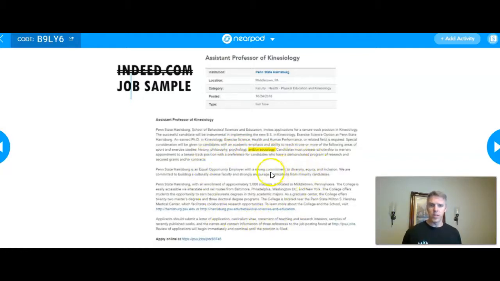This individual needs to have, let's see here, a PhD, which is a doctorate of philosophy in kinesiology related to these topics. And this is at Penn State Harrisburg in Middletown, Pennsylvania. It is only part-time, so it's not a full-time position. And there are some different requirements as well for the position.